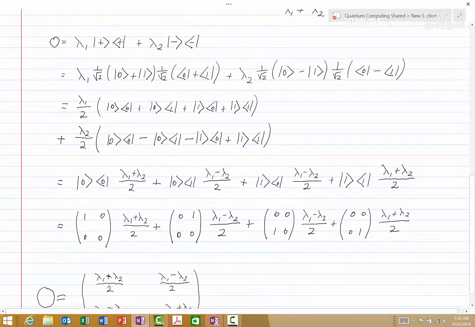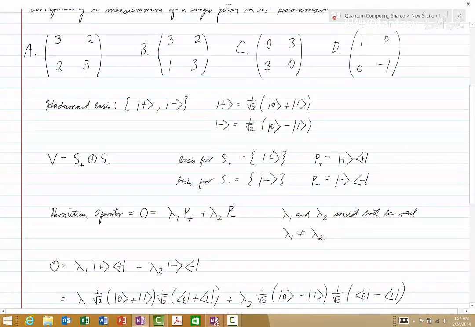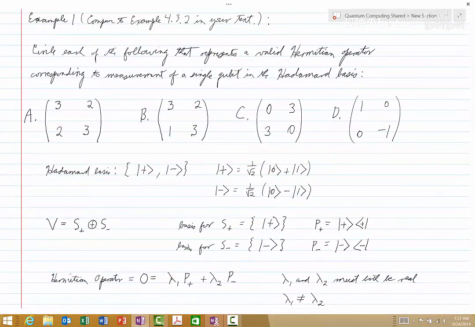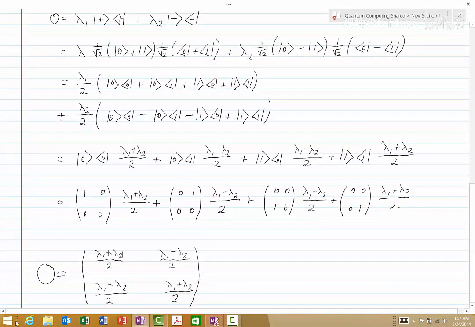Now let's go back up to our choices and see which ones are valid. Remember, what we're supposed to do is to circle each of the following that represents a valid Hermitian operator corresponding to measurement of a single qubit in the Hadamard basis. So now we've found what the operator must look like. And remember, again, our only requirements are that lambda 1 and lambda 2 are real, and lambda 1 and lambda 2 should not be equal to each other. So let's review our choices.